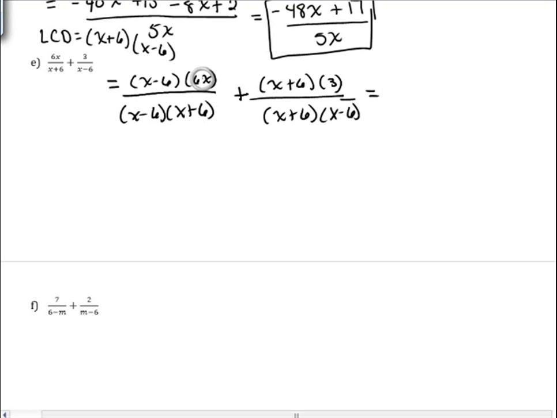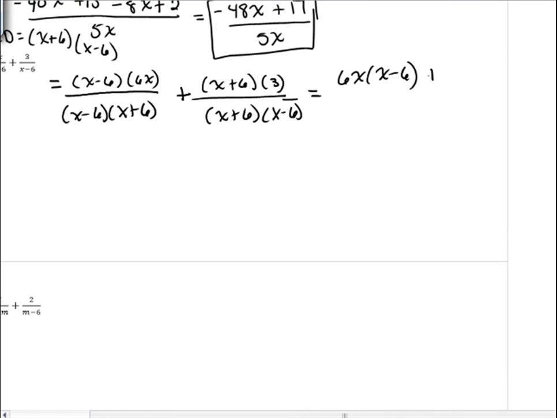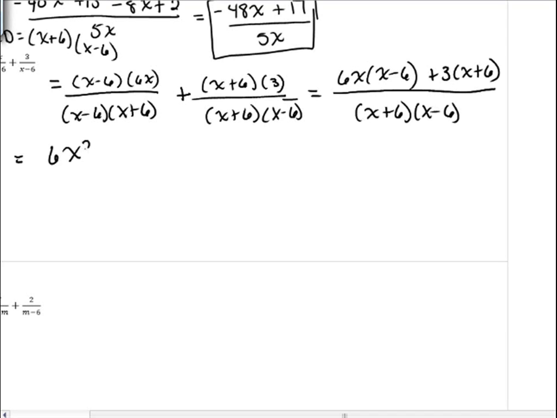Now both of our denominators are the same, and we can add the numerators together. I'm also going to write this 6x out in front. So it's 6x times the quantity x minus 6 plus 3 times the quantity x plus 6. This is all over our common denominator of x plus 6 times x minus 6. Now we can distribute the 6x and the 3. Doing that will give us 6x squared minus 36x plus 3x plus 18, and this is over our common denominator, x plus 6 times x minus 6.